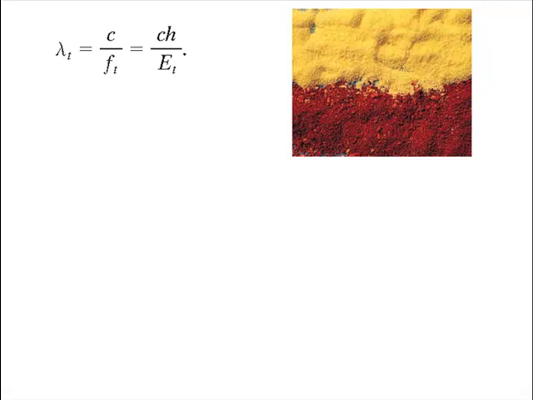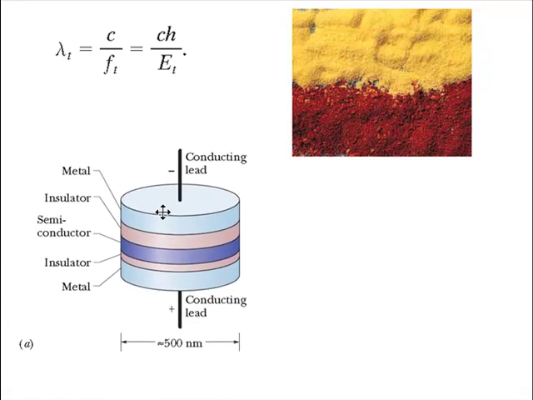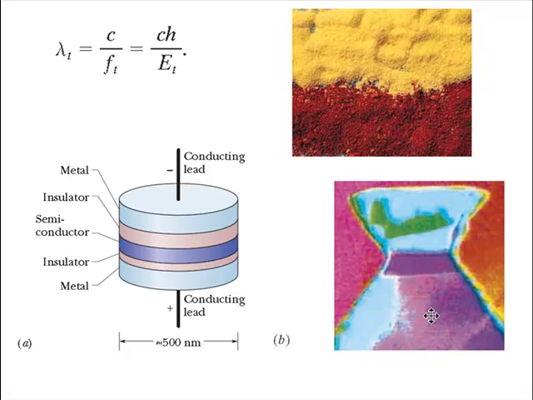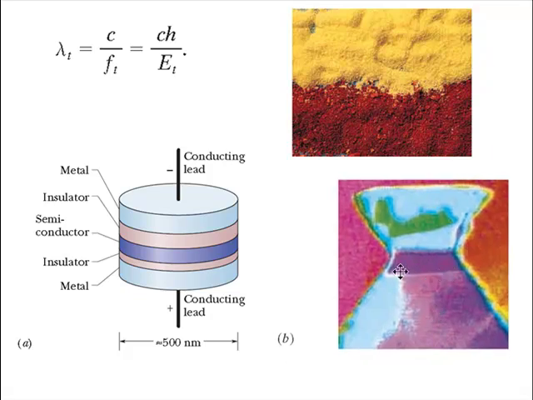There are many other kinds of traps that we can build. For example, this is known as a quantum dot. We have a semiconductor layer in here between two insulators, which are themselves between two metals. And we can confine electrons within this semiconductor region. Here's an actual picture of one with the confined region shown right here.